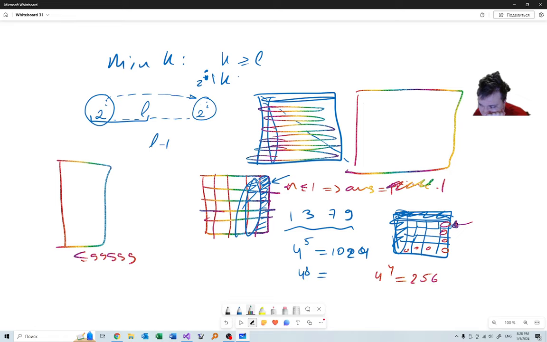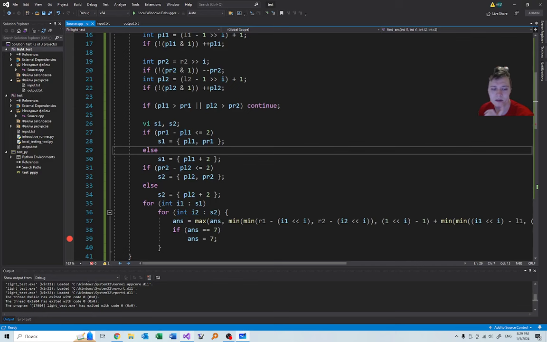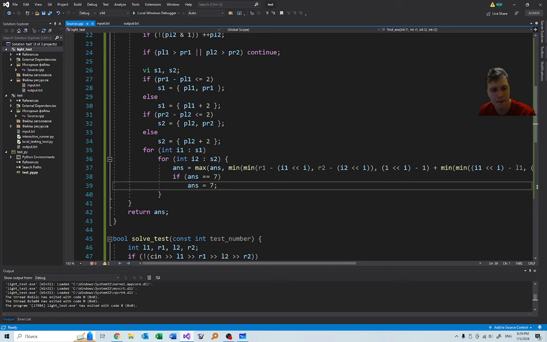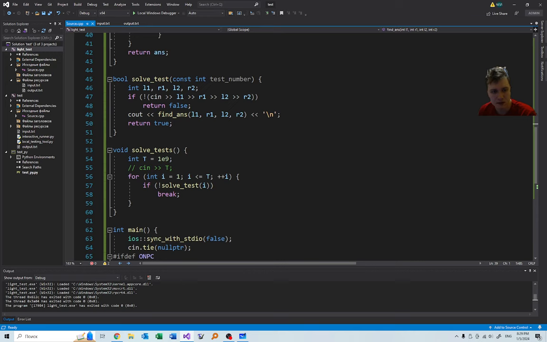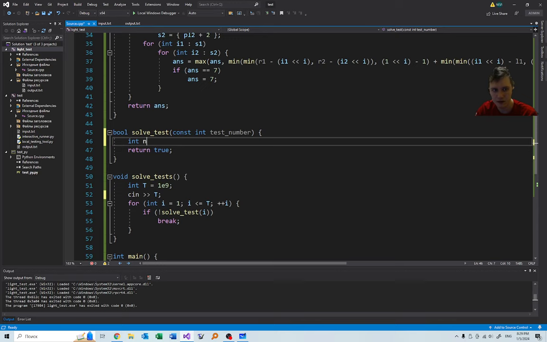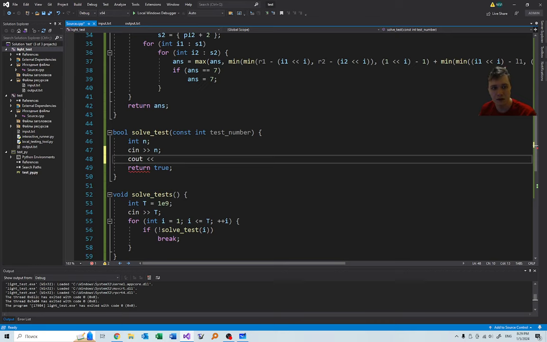I don't know. Maybe we don't need to do it. Maybe we can just go through the rows one by one. Can that be really huge? Yeah, maybe it can. I think we need to make some simulation. So here we remove this, we read the number, and we print the findings.